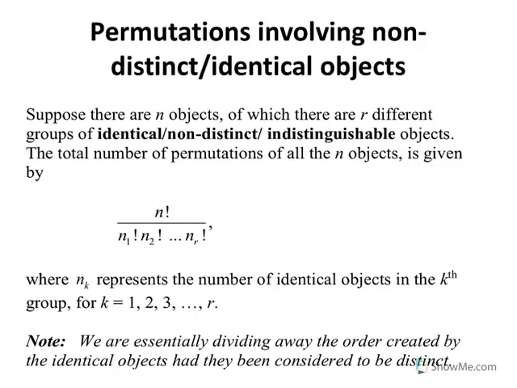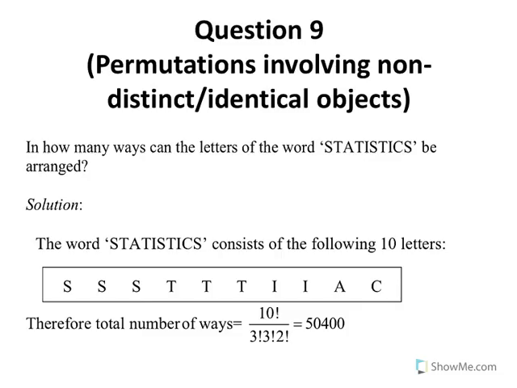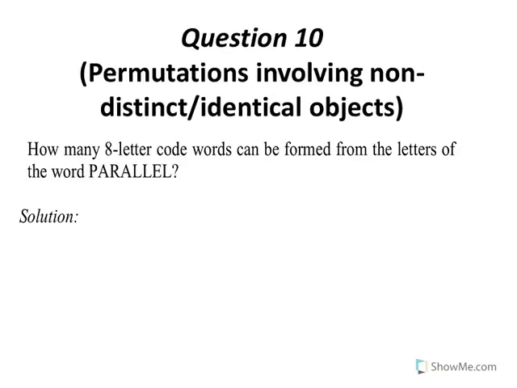Okay, so this is what we did last time. If we have n items that are the same, basically we take them as a denominator and we divide by them. We are dividing away the orderings created by the identical objects had they been distinct. Then after that we went to question 9. I went through question 9 with you, and then I gave you some time to go through question 10. I believe you have done it. I'm going to go through it with you.